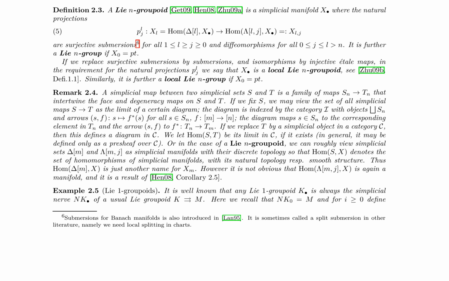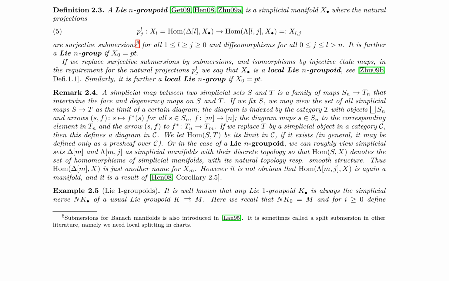Local Lie n-groupoids and local Lie n-groups are defined by replacing surjective submersions with submersions and isomorphisms with injective étale maps. The set of simplicial maps S → T is defined as the limit of a certain diagram in C for a Lie n-groupoid. Simplicial sets Δ^M and Λ^M_J are viewed as simplicial manifolds with discrete topology, so hom(S, X) denotes the set of homomorphisms of simplicial manifolds. The result of Hen08, corollary 2.5, shows that hom(Λ^M_J, X) is indeed a manifold.